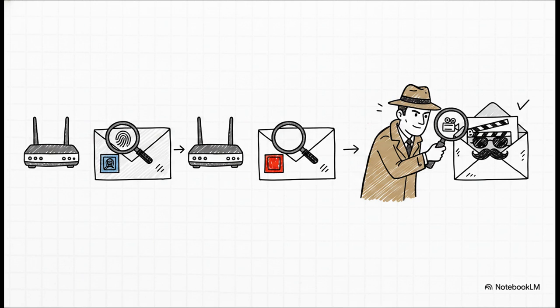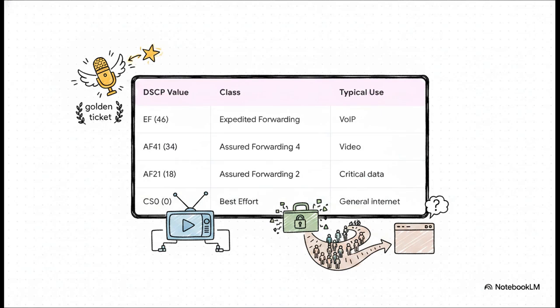That is exactly where layer 7 deep packet inspection comes in, using Cisco's NBAR. NBAR actually looks at the application's signature itself, so it can recognize apps like Zoom or Netflix, completely regardless of the port they happen to be using. So the really crucial point here is that once we've classified the traffic, we have to mark it so that downstream routers don't have to do all that heavy lifting all over again.